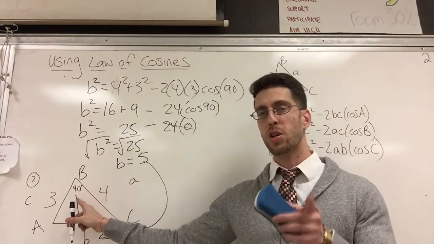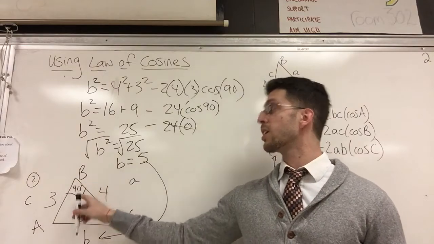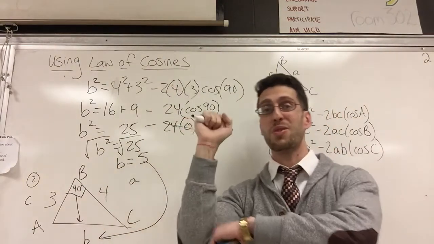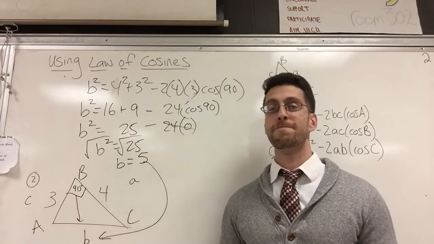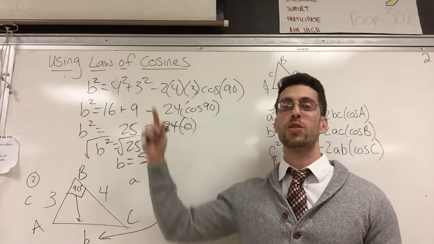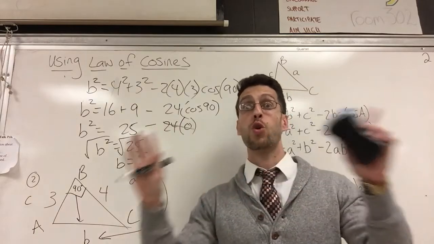But you should have planned ahead. If this is 90, you don't really need the law of cosines because it was a right angle, not a wrong angle. So it's a 3, 4, 5 right triangle. See that? But it still works. That's the beauty of the law of cosines. It works for all triangles.